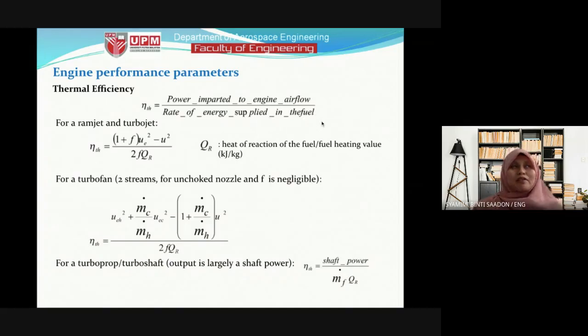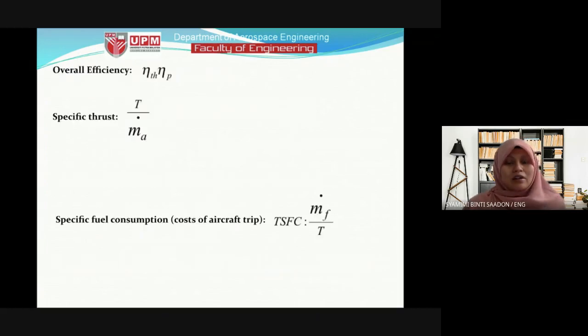So in thermal efficiency, you need to take into consideration the thermal energy produced by the fuel. That's why you need to take into consideration the heat of reaction. It's like the CP, specific heat, right? So here we introduce the value heat of reaction or fuel heating value. Because it's thermal, you need to consider the heating value of the fuel in the combustion process. This is the last slide. So last one, we have overall efficiency. Overall efficiency is the thermal efficiency multiplied with propulsive efficiency.